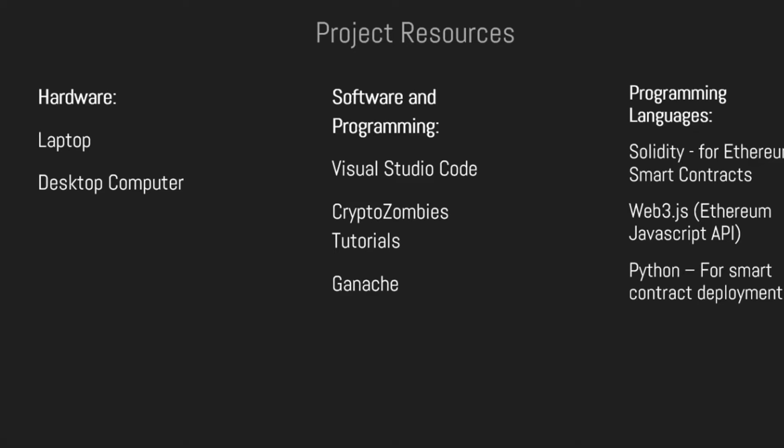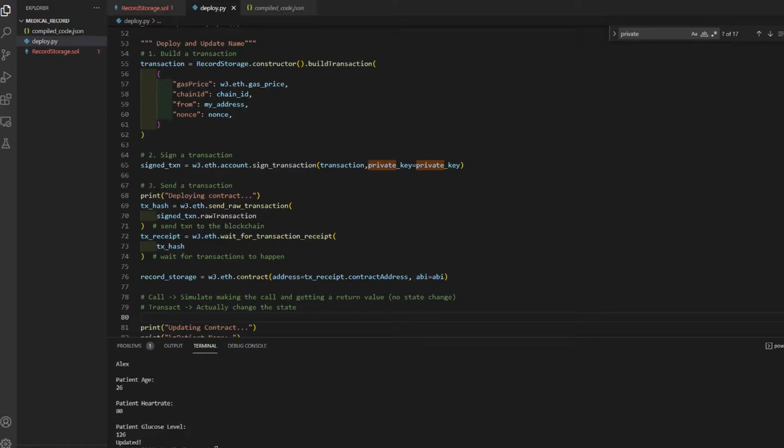I learned how to program in Solidity from a game called Crypto Zombies, and I used Ganache, which is an Ethereum simulator that makes developing Ethereum applications faster and easier. The programming languages I used, obviously Solidity for creating the Ethereum smart contracts, Web3.js to connect to the blockchain, and Python for deploying the smart contracts to the blockchain.